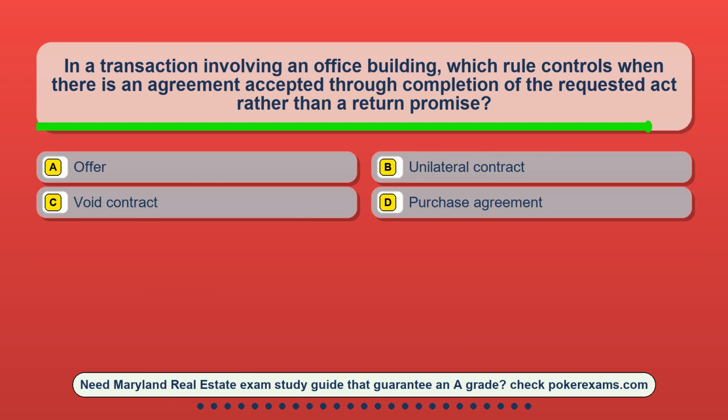Question 12. In a transaction involving an office building, which rule controls when there is an agreement accepted through completion of the requested act rather than a return promise? Option A, offer. Option B, unilateral contract. Option C, void contract. Option D, purchase agreement.